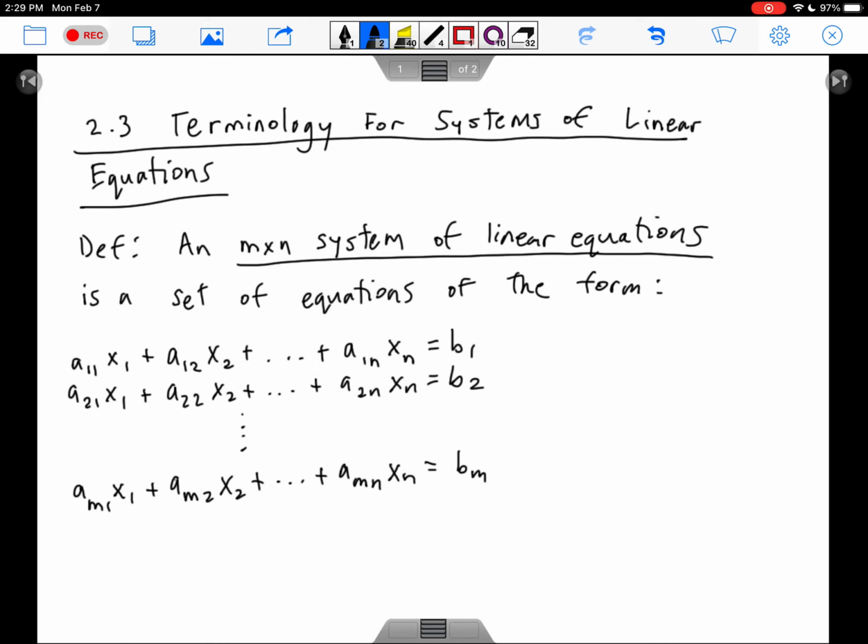So this should look familiar to you guys. This is just a system of linear equations like you've seen in algebra. We have m equations here, right? M equations. It's also worth noting that there's n unknowns, right? The x1 through xn are your unknowns. So let's write that down. We have m equations, n unknowns.